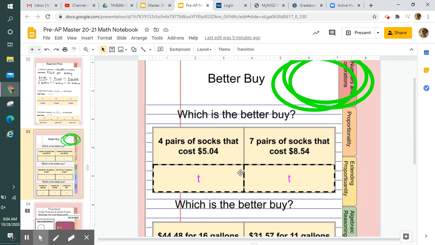Hi guys, today we will be talking about better buy. So when you're at a store and you're trying to decide which item to buy, a lot of times this happens with Cheez-Its. They have the ginormous box, they have a medium size box, and they have a little size box. And you want to know which one's the better deal, which one you should buy. So we're going to look at some of these questions.